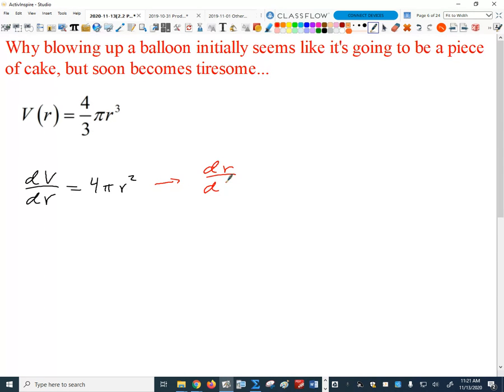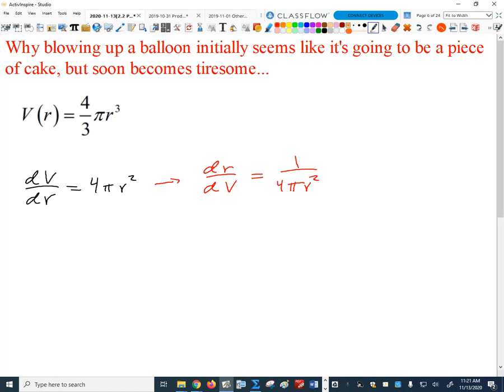dr dV. Because every time we blow a breath of air into the balloon, we're giving it a little piece of volume, right? We're changing the volume a little bit. We want to know, how is the radius responding to that? Well, this is kind of something cool that we can do here. If dV/dr equals 4 pi r squared, then dr/dV is just the reciprocal of that. So I get 1 over 4 pi r squared.